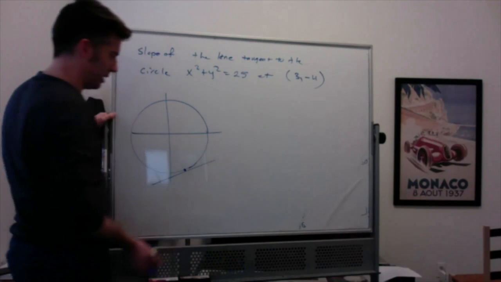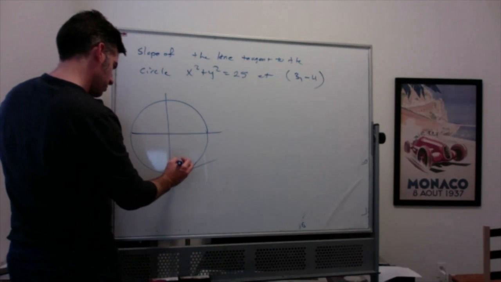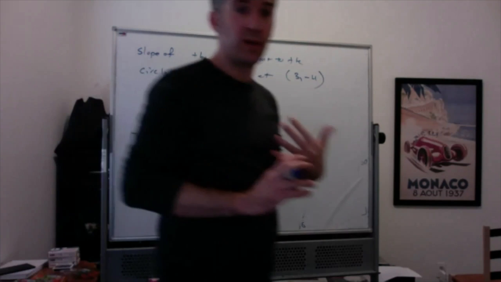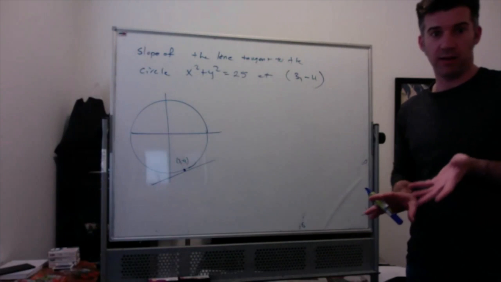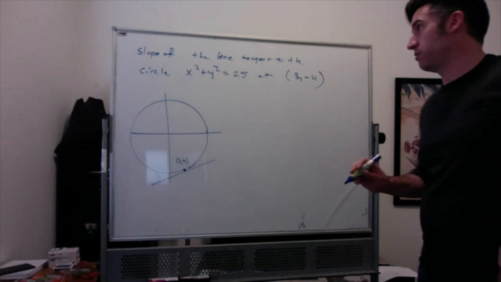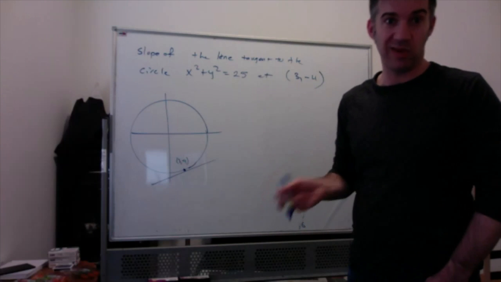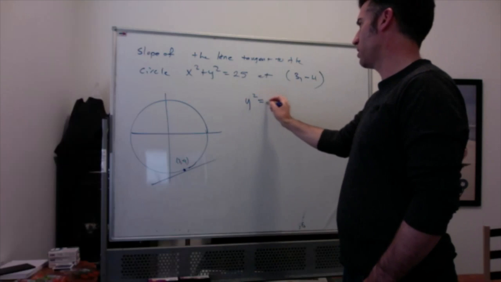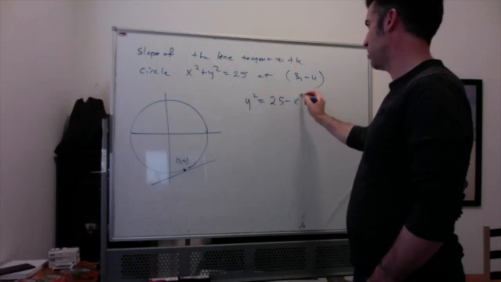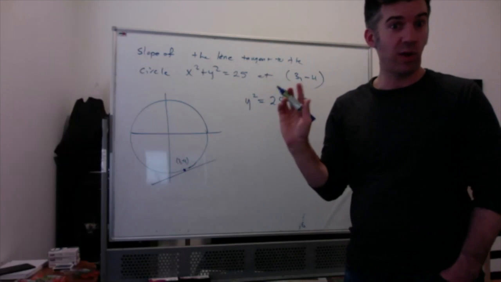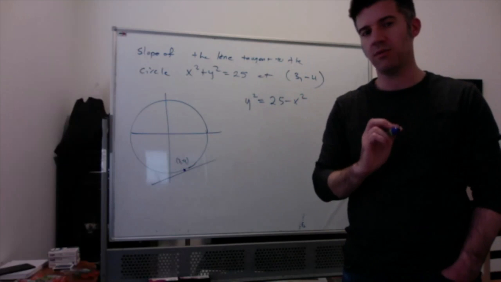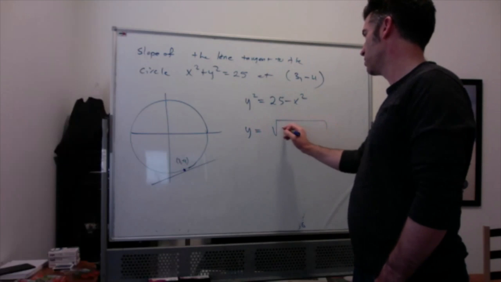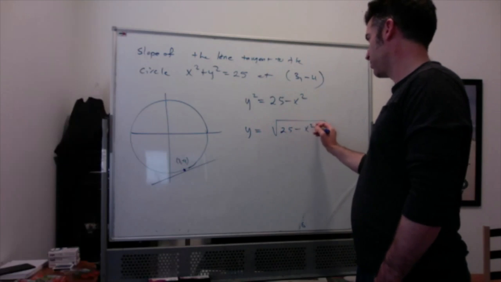Now I want to find the slope of that tangent line. One way we could do it would be to solve for y and take the derivative. It's perfectly fine if you can do it. You can't always do it, which is why we're talking about implicit. But I can totally solve for y squared equals 25 minus x squared. Take the square root of both sides. Y is equal to the square root of 25 minus x squared.